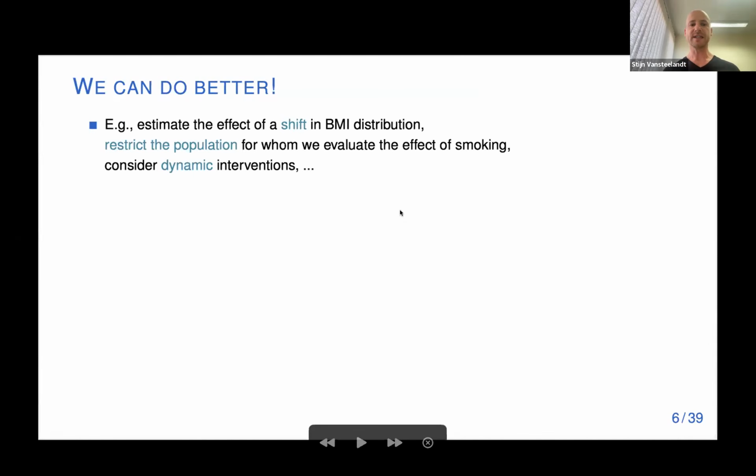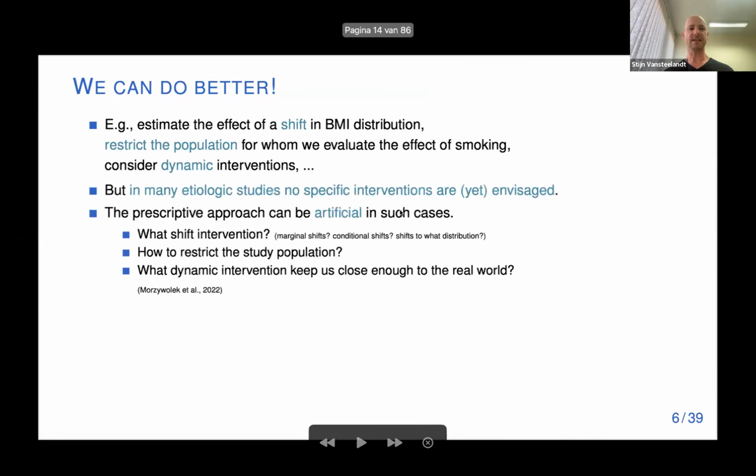We could focus on dynamic interventions, but all of that is easier said than done, especially because I think in many scientific studies where we seek to learn cause-effect relationships, no specific interventions may yet be envisaged. The prescriptive approach to causality, I think, can end up being artificial in those cases.